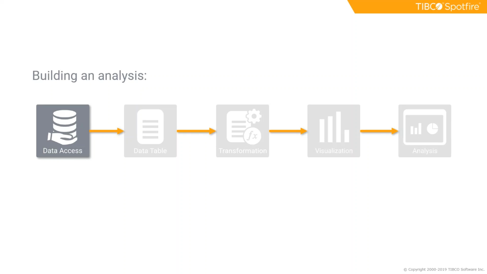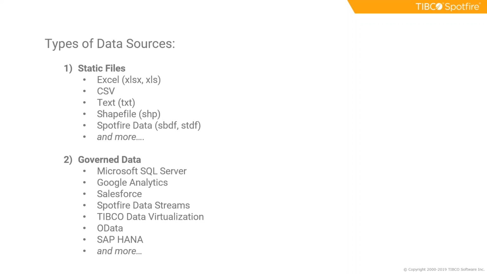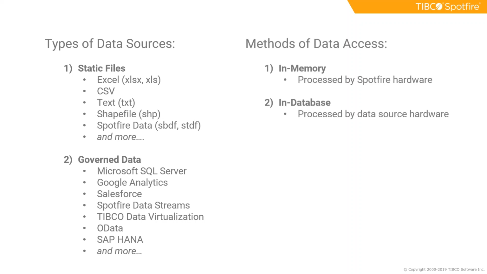The first step in any Spotfire analysis is to add data. There are two major types of data: static files like spreadsheets and text files, and governed sources like databases, web services, and streaming data. There are also two types of methods for using that data: in-memory and in-database.